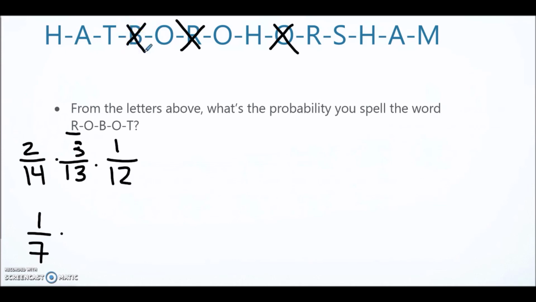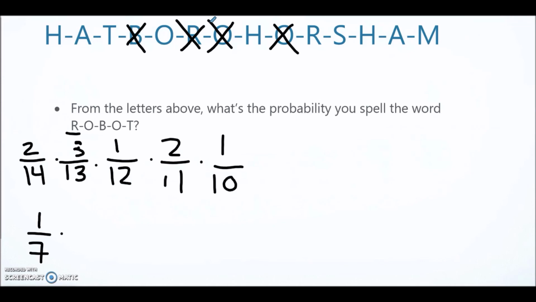But I picked that B. Sweet. Now it's time for the other O. I have 2 O's out of 11 letters. And now we need that final T. Oh, I'm sorry, I forgot to cross out our second O. So then there's 1 T out of those 10 letters.